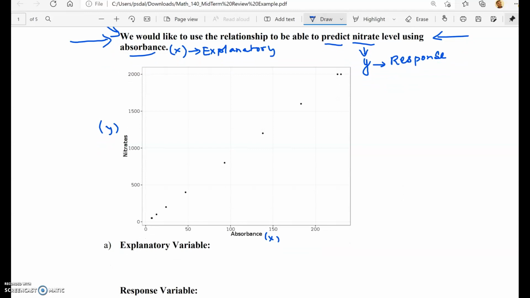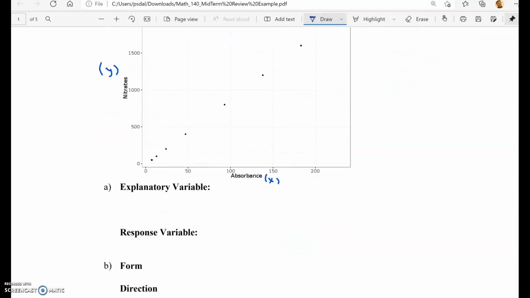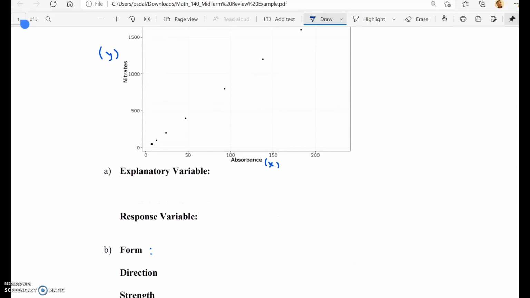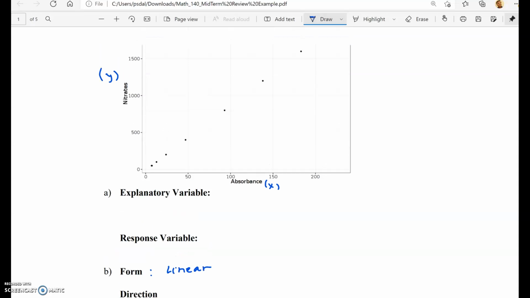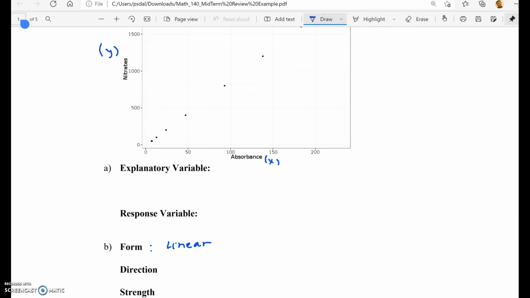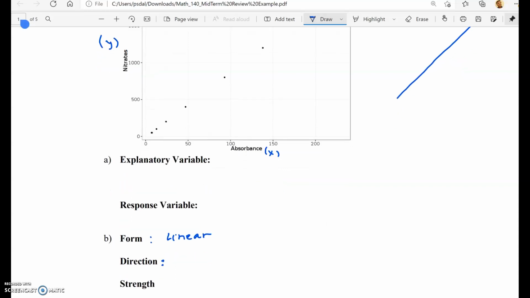And from the scatter plot, can we decide the form? Form is the shape. What is the general shape that is forming? And it's clearly a straight line. So the form is linear. The points are almost lining up to form a straight line. The direction is positive because the line is going up. It's a rising line. So the direction is positive.